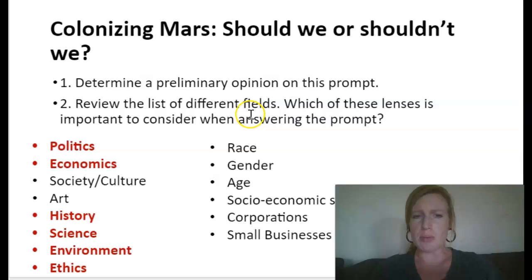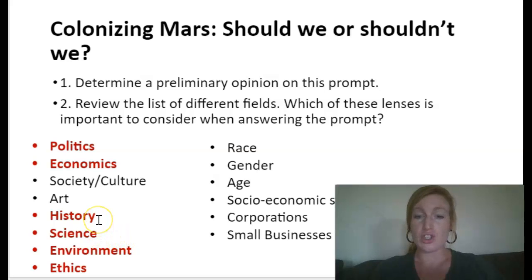But after taking a bit more time, you should walk through each of these. Okay, if it is scientifically feasible, what other lenses might I apply to think about the different perspectives on this issue? Maybe it's a political lens, and I'll show you some examples in just a second. Maybe it's an economic lens: do we have the money to actually do this? Does the U.S. have the capacity to actually do this right now?